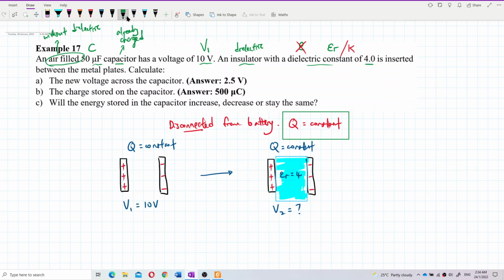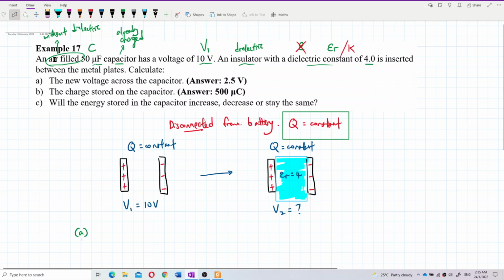Okay, what I can say is, since this capacitor is not connected to the battery, the charge is constant. We can find the charge first, the initial charge and the final charge should be the same, because it is not connected to the battery.